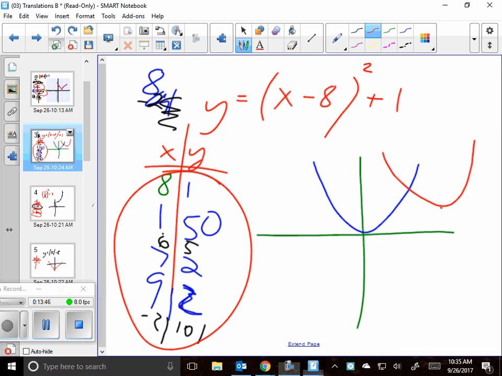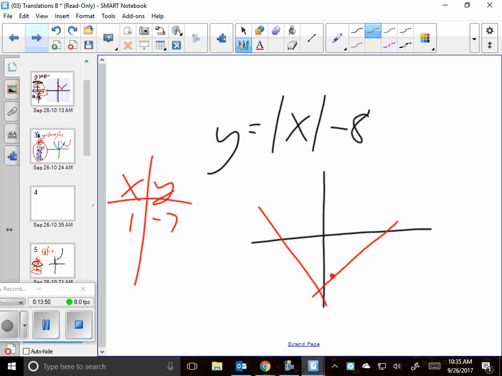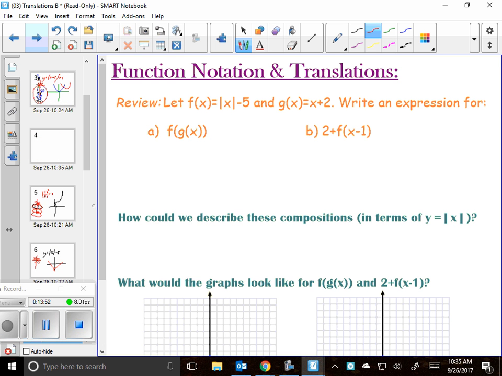All right. So let's get into the smartboard for today. Hopefully you already had found it. And let's get to this page right here. It says function notation and translations. This is going to blend last chapter with this chapter, which makes some sense to try to tie them together.